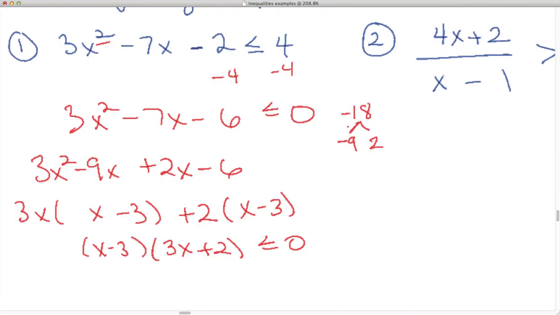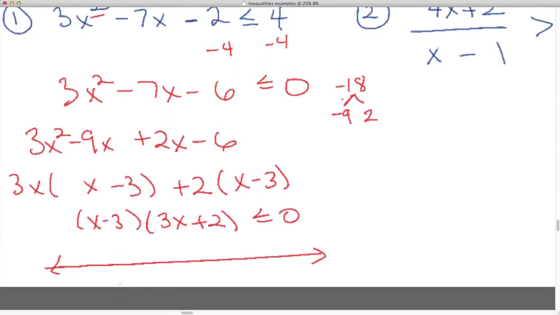So then plot your number line. Negative 3. Actually, no, it's negative 2/3. Sorry. If you set that one equals 0, and if you set the other one equals 0, you get a positive 3. Okay, both of these get closed dots because of the equal sign right there. So I put a closed dot there, and I put a closed dot there.